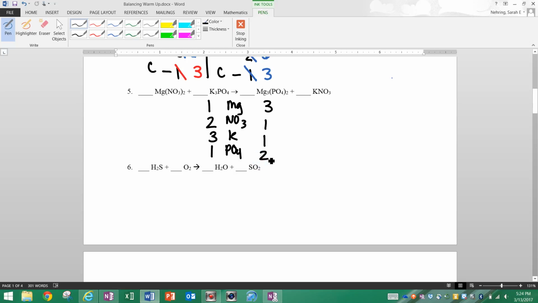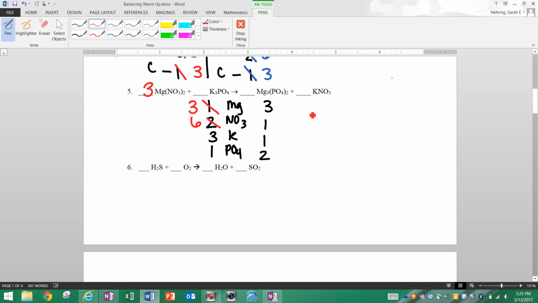So I'm going to pick something to balance. What should we do first? Let's maybe do the magnesium first. So let's put a 3 over here. So 3 times 1, I've got 3 magnesiums, and then 3 times 2, I've got 6 nitrates.